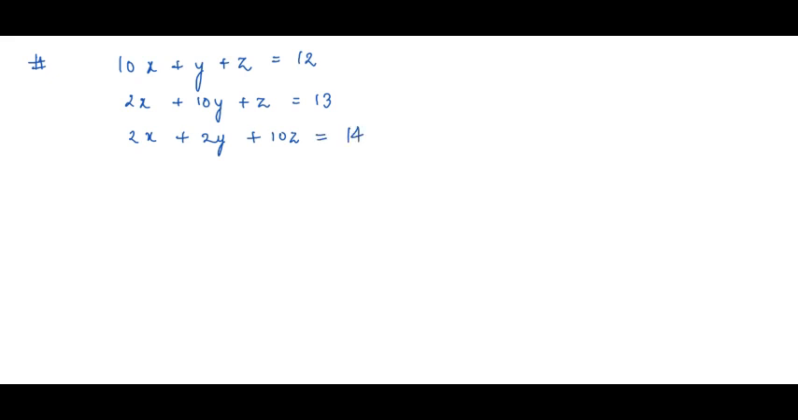Taking the initial approximation as 0, so x0 becomes 0, y0 is 0, and z0 is 0. Now checking the diagonal dominance: in row 1, 10 is greater than 1 plus 1. In row 2, 10 is greater than 2 plus 1. And in row 3, 10 is greater than 2 plus 2. Hence the system is diagonally dominant and therefore the Jacobi method is expected to converge.